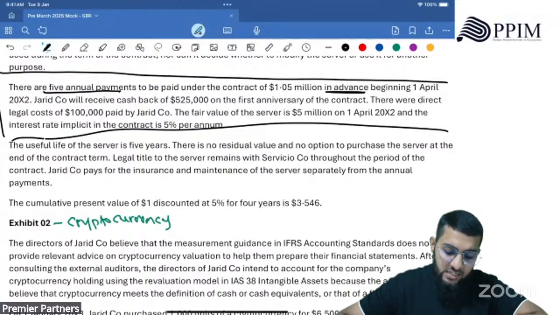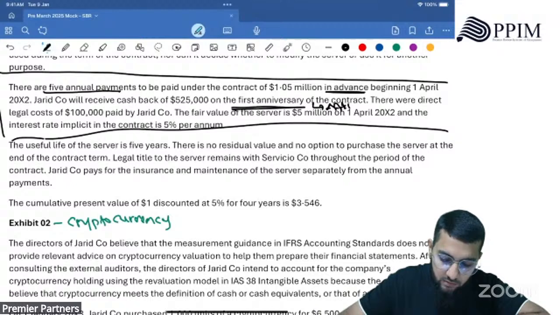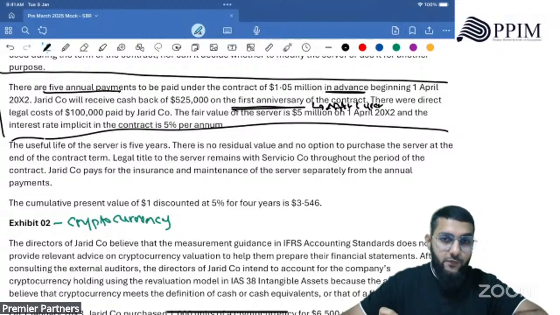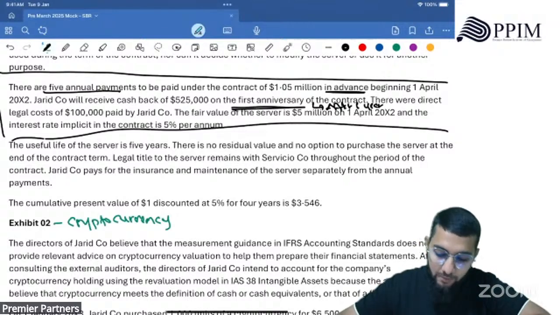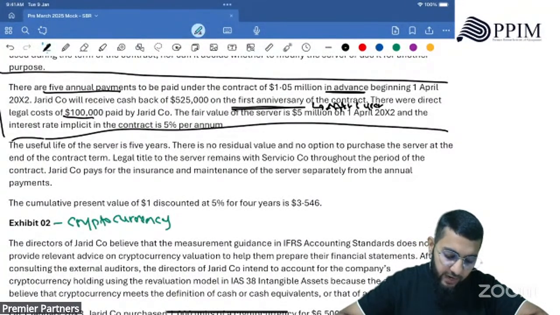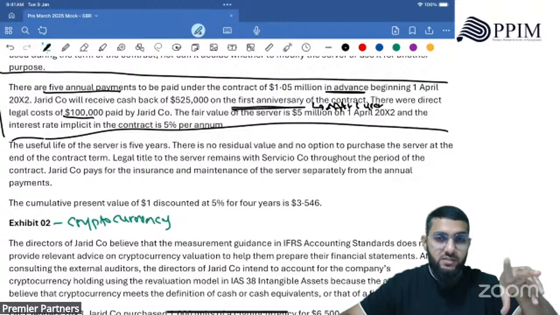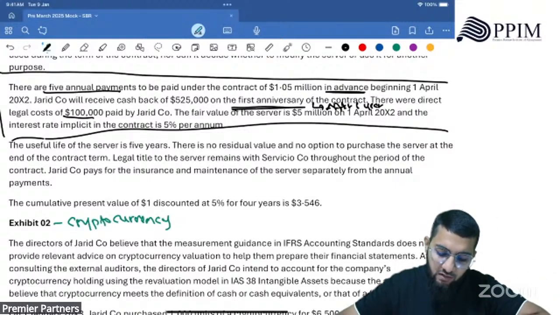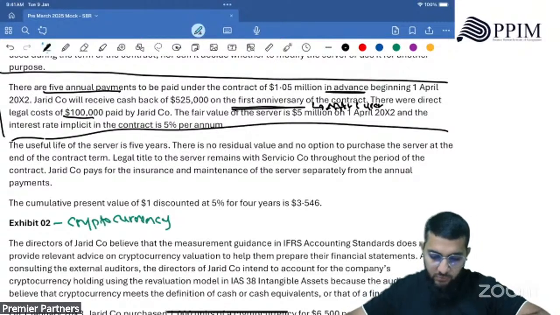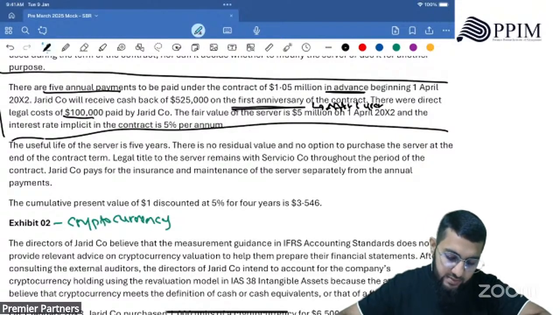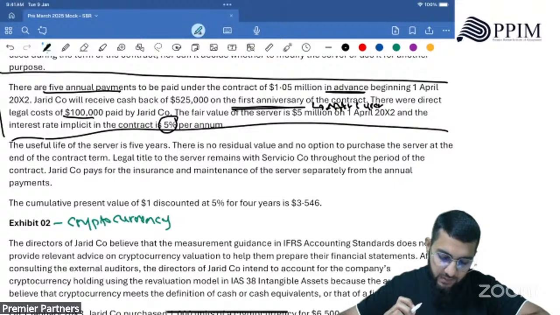Jaritco will receive cash back of 525 on the first anniversary of the contract. First anniversary meaning after 1 year, right? After 1 year, meaning you have to discount that also, remember. There were direct legal costs of 100,000 paid by Jaritco. Legal cost, where will that come? Direct cost is a part of the right of use asset. The fair value of the server is 5 million on 1st of April 2022, and the interest rate implicit in the contract is 5% per annum. So we are using 5% to discount.